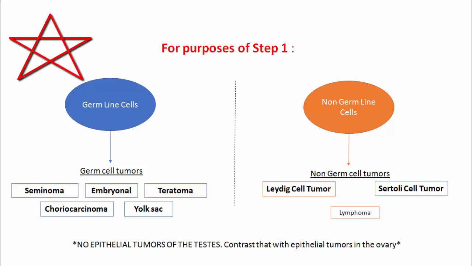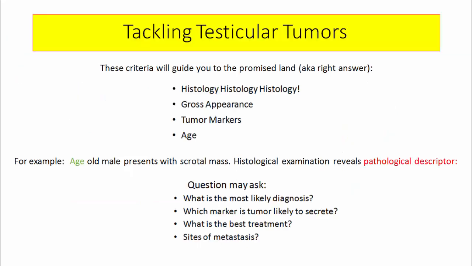In the next few slides, we'll go over some of the key buzzwords and facts to be familiar with when examiners talk about these types of cancers. So let's start with how we go about tackling a question about a person with a testicular mass. For Step 1, there are some important pieces of information in the question stem that will help point you to the right answer. First and foremost, we must determine that the testicular mass in question is in fact a testicular tumor and not another testicular pathology such as a hydrocele.